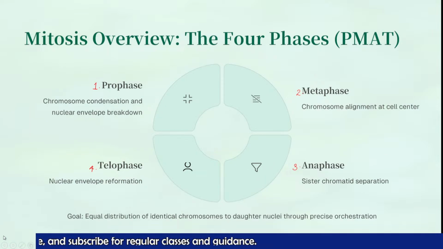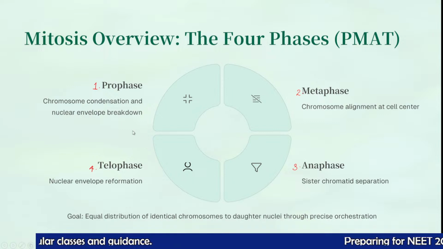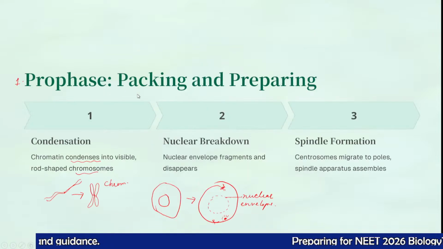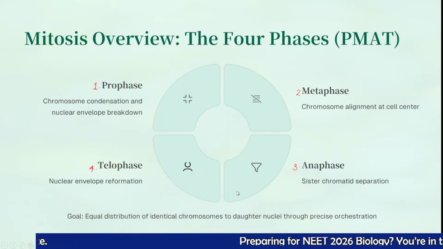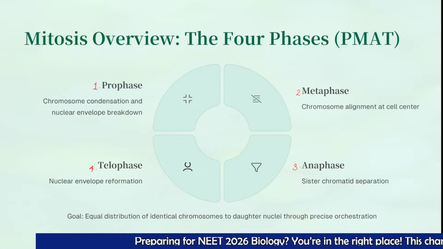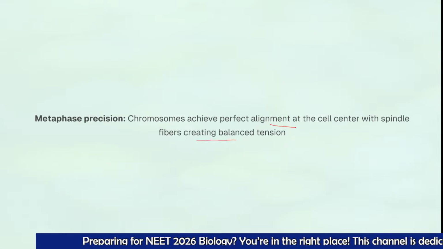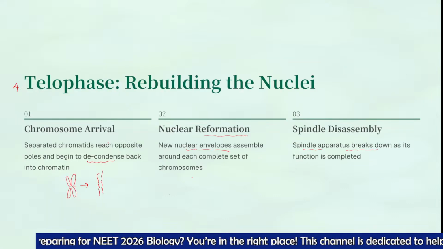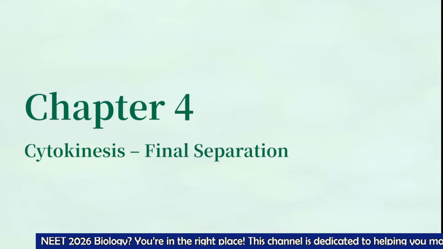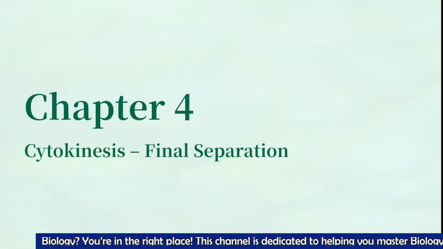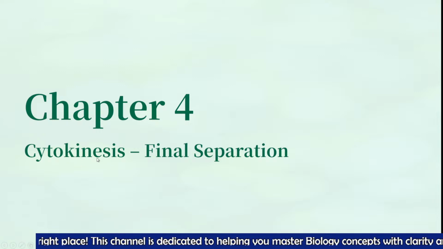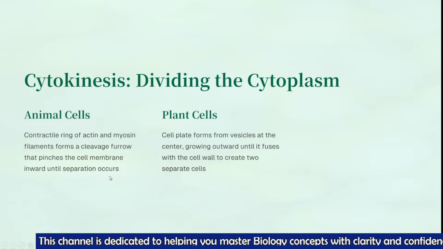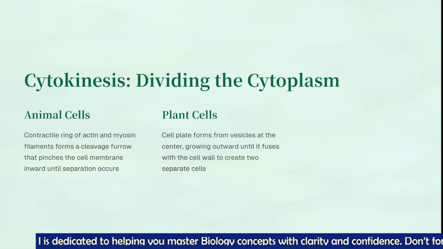Remember, mitosis has karyokinesis and cytokinesis. Karyokinesis is again divided into four phases: prophase, metaphase, anaphase, and telophase. I hope this part is clear for all of you. Moving on to the last part of mitosis, that is cytokinesis, the final separation. What is cytokinesis? Cyto is related to cytoplasm, so the division of the cytoplasm is called cytokinesis.